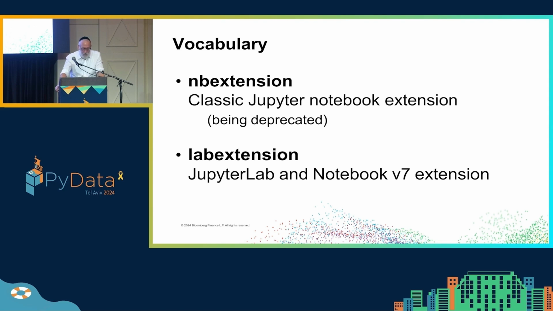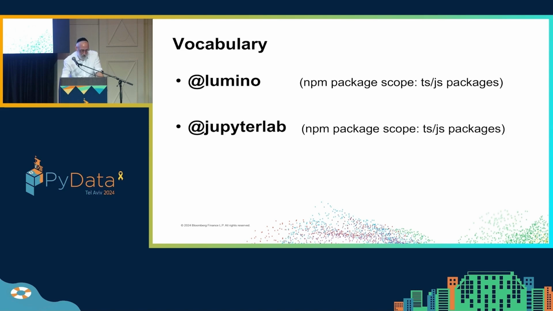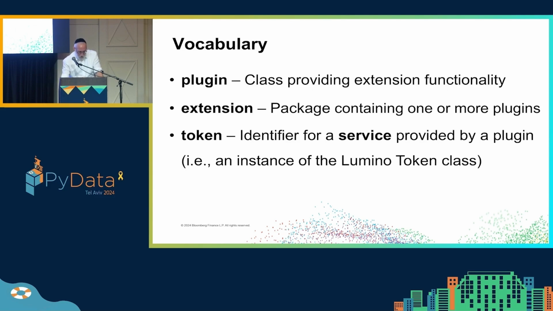Now, before we start the tutorial, a couple of vocabulary words. If you hear the term NB extension, it stands for notebook extension. This is the old classic Jupyter notebook extension. These are being deprecated. We're not talking about these today. We're going to talk about lab extensions that apply to JupyterLab and also to Notebook version 7 and higher. @lumino and @jupyterlab are NPM package scopes of TypeScript and JavaScript packages, and we'll be using those.